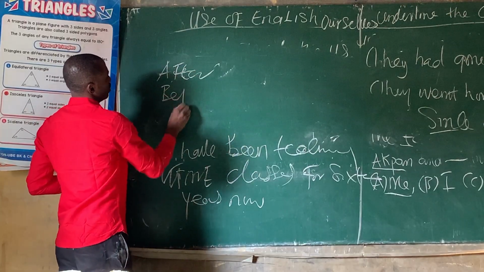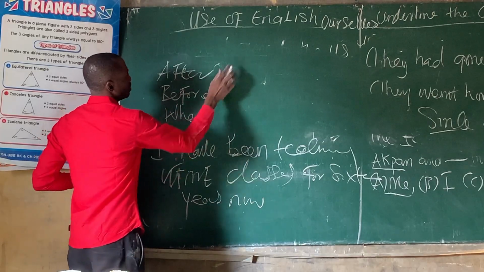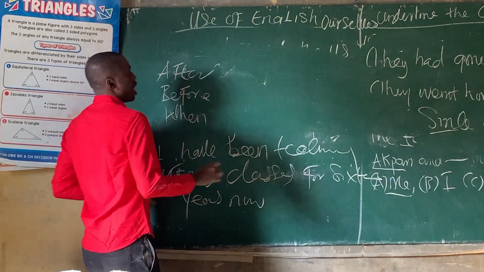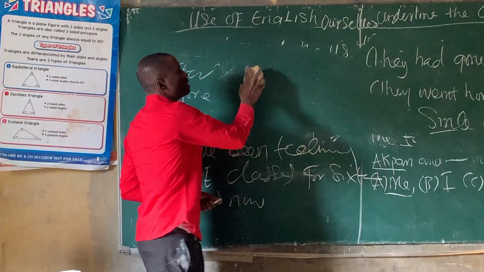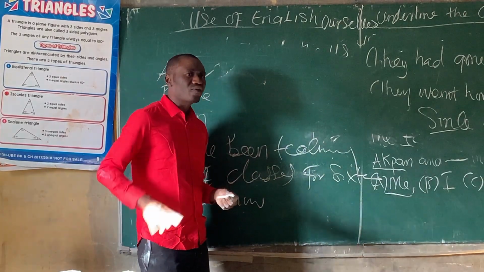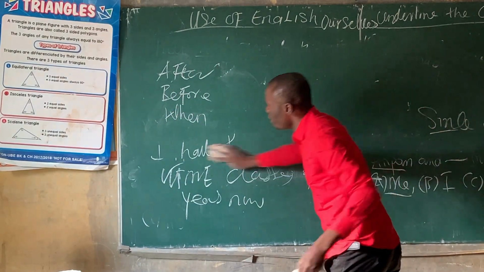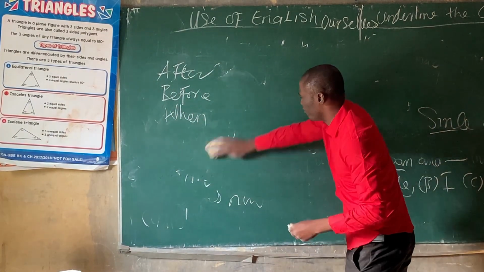After, before, when. I'll teach you something. There is what you call correlative conjunction. The question came out 2 times; I saw it 2 times in past questions. Correlative conjunction question. I'll teach you. A correlative conjunction can be used as an adverbial of time.